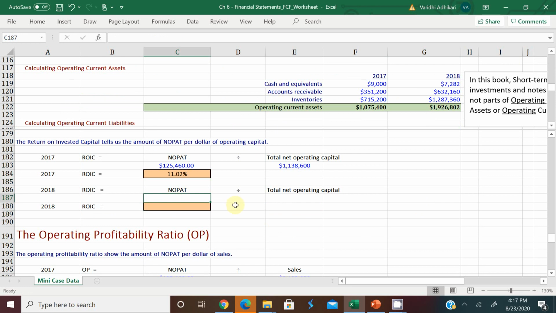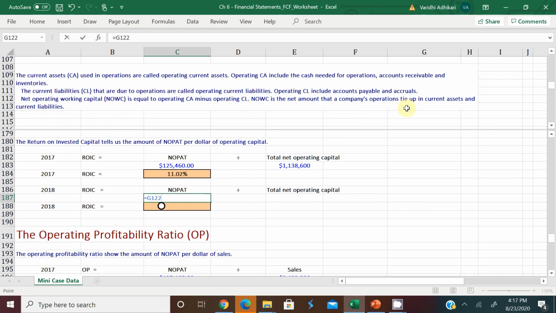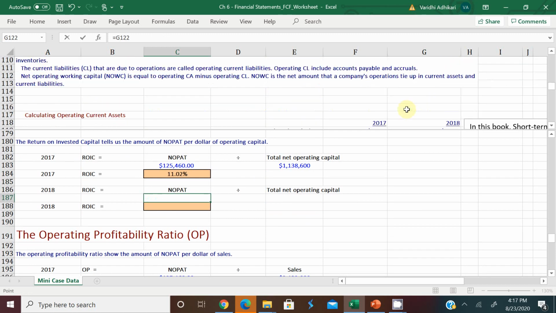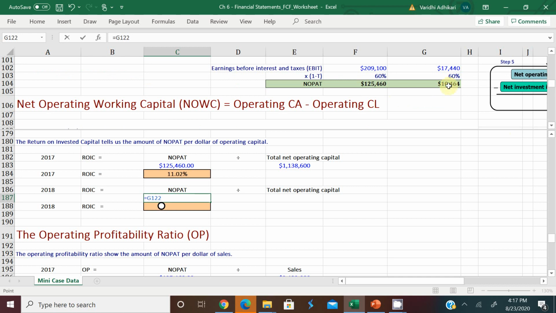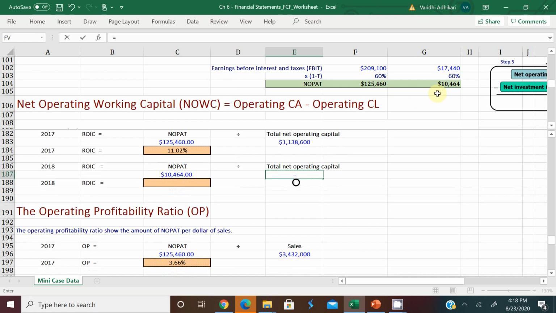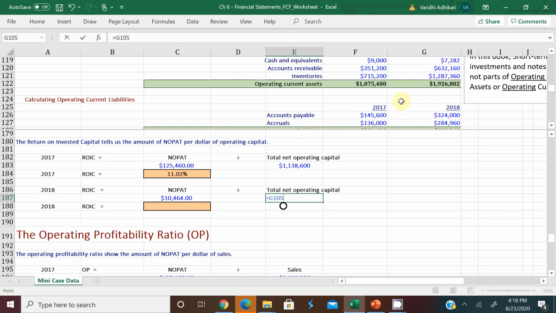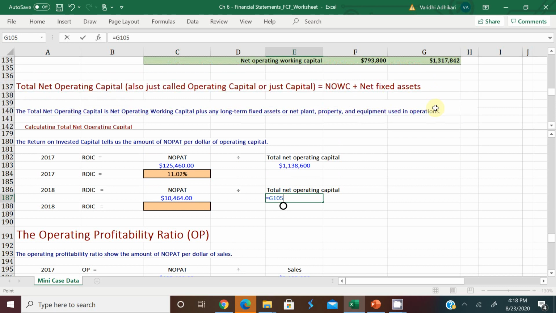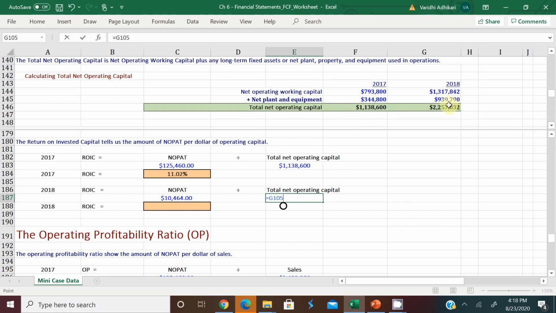All right, in 2018, what was the NOPAT? So NOPAT we calculated before for 2018: 10,000, right? Operating profit is still positive, but very small. But this is the amount of operating profit generated. But what's the operating capital it used up for this one? All right, so the net operating capital for that year, remember we calculated both of these. So this is for operating working capital, and this is the net operating total capital.